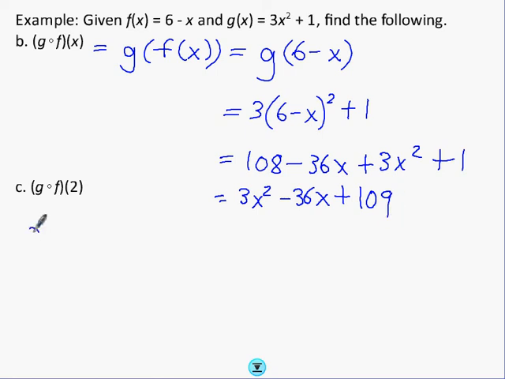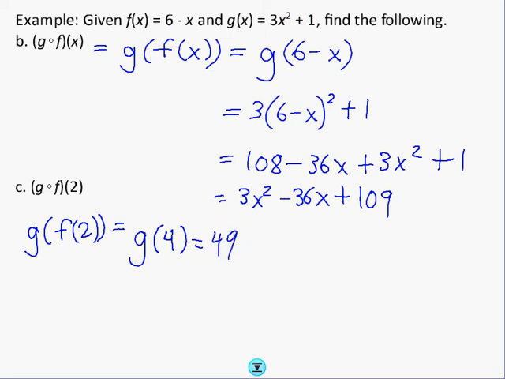Now, g of f of 2. There's two ways to do this. We can simply evaluate f of 2. g waits patiently, and f of 2, well, 6 minus 2 is 4. And then evaluate g of 4. So we're going to plug in 4 here. 3 times 4 squared plus 1 is 49.